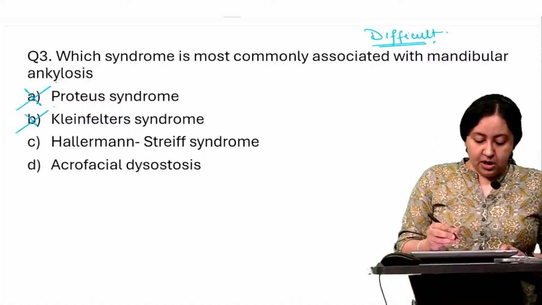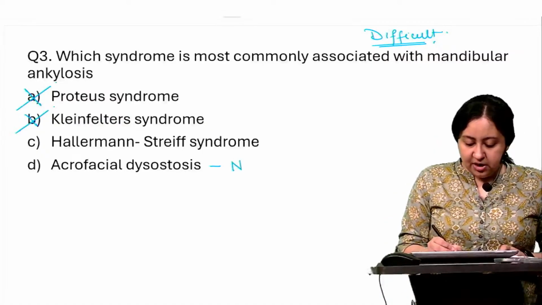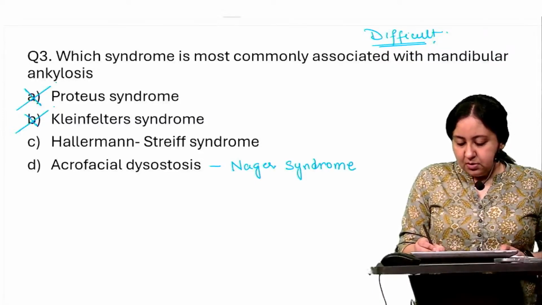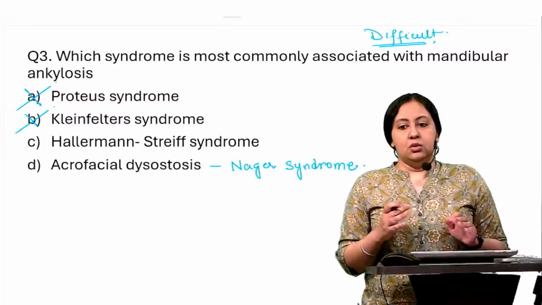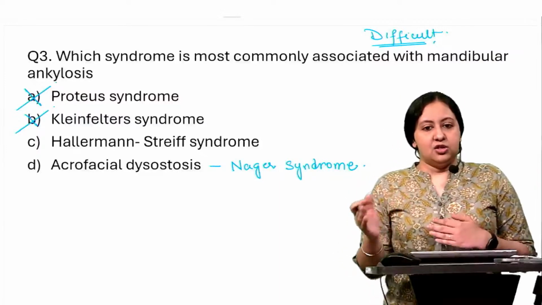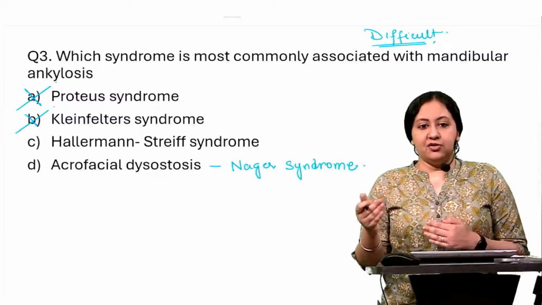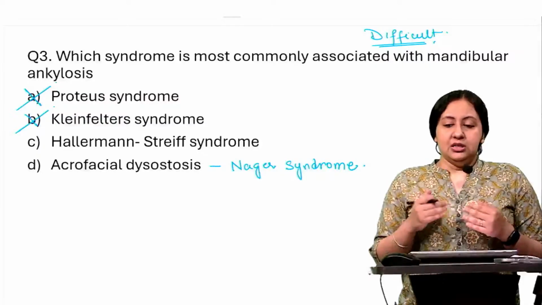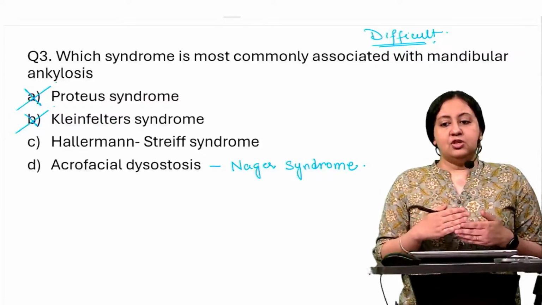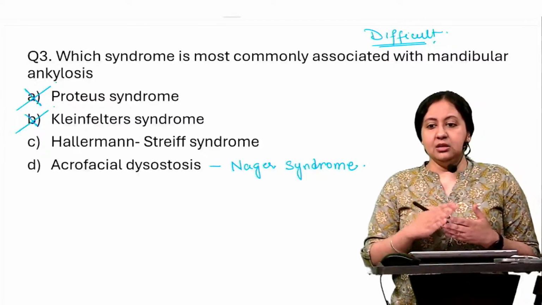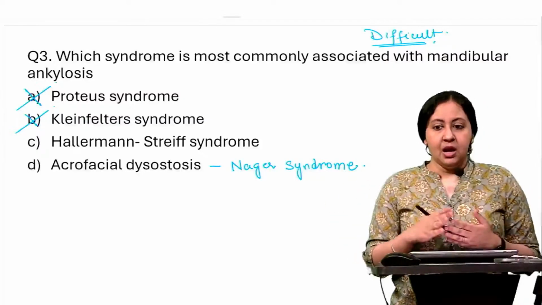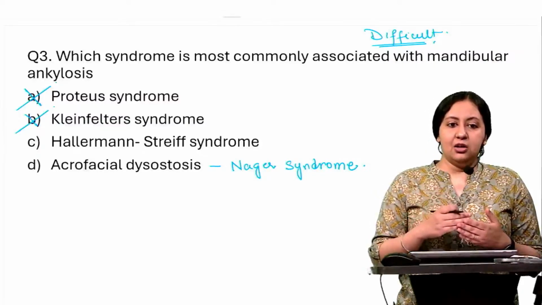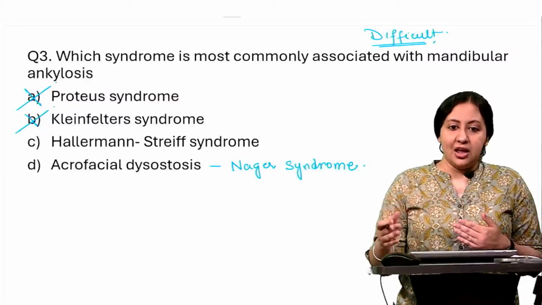Now in acrofacial dysostosis there is a variant known as Nager syndrome. So there are various types of acrofacial dysostosis. One of the variants of acrofacial dysostosis is Nager syndrome. Alright. So it is said that in Nager syndrome, TMJ ankylosis is seen, but it is a very rare entity. Similarly, for Hallermann-Streiff, it is said that TMJ ankylosis is seen, but it is a very rare entity.